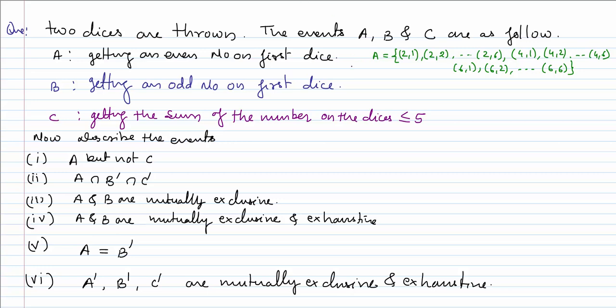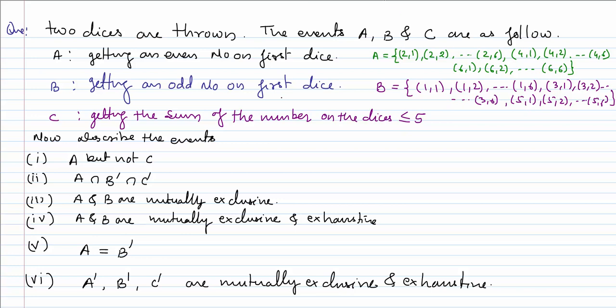Similarly for B, let us think of event B as the first element being an odd number. The first outcome is an odd number, that is (1,1), (1,2) and so on up to (1,6). Similarly (3,1), (3,2) and so on up to (3,6). And then we have (5,1), (5,2) and so on up to (5,6). These are the elements in the event B.